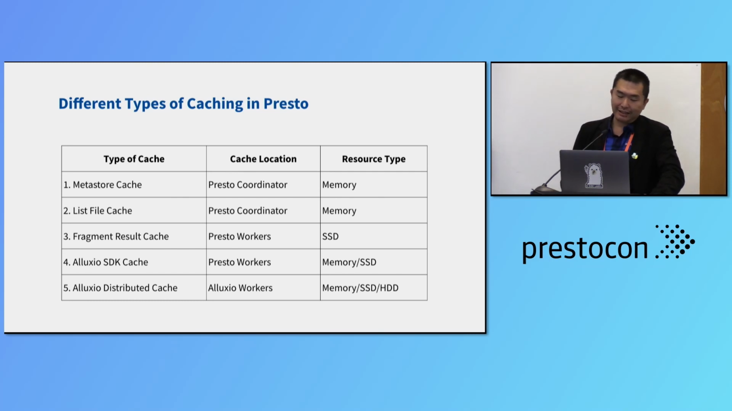On the other side, we can also have a standalone or separate cache cluster. We call it Alluxio system cache or distributed cache. You can deploy however many nodes you like on other machines, or you can co-locate Alluxio with your Presto workers. And you can also use memory, SSD, HDD to provide a much larger cache capacity.